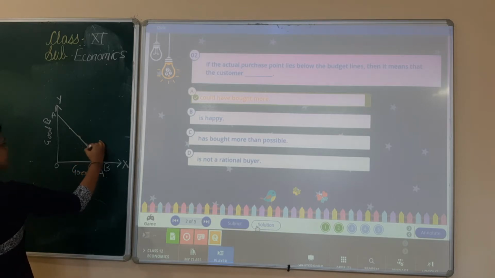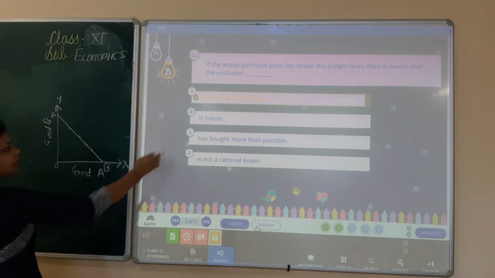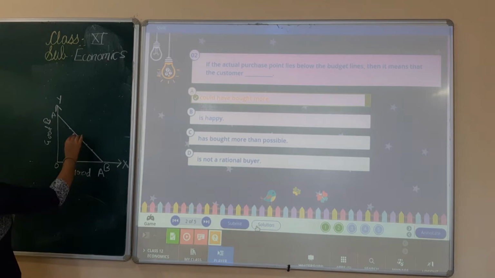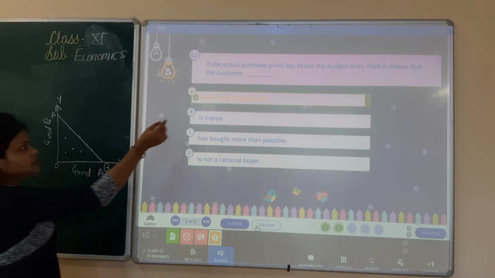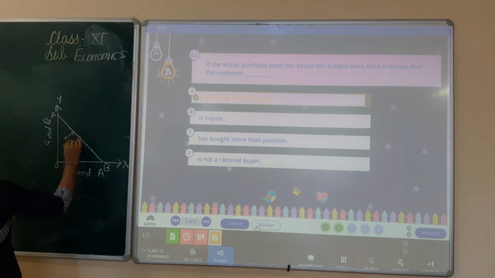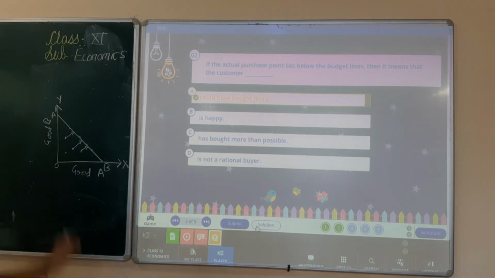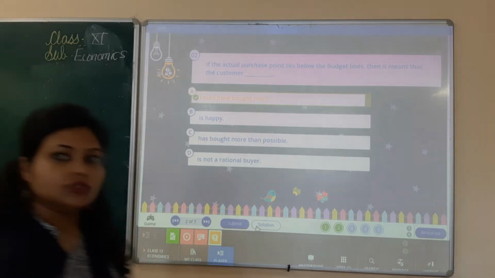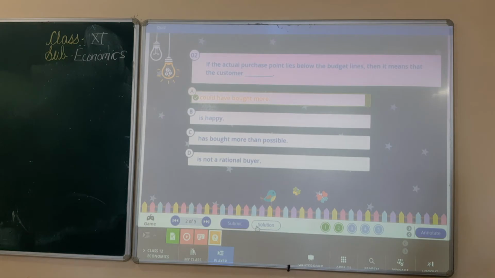Any point on this line, the consumer is happy and they cannot buy beyond this because this is the limit. But if the point is below the budget line, it is saying the purchasing point lies below the budget line. That means there is scope that this can be extended to the limit of the budget line. So that is why the customer could have bought more. Okay, so this is the concept. I hope you people have got it. Otherwise you can ask. So this is the answer to the second question. Let's see the next one.